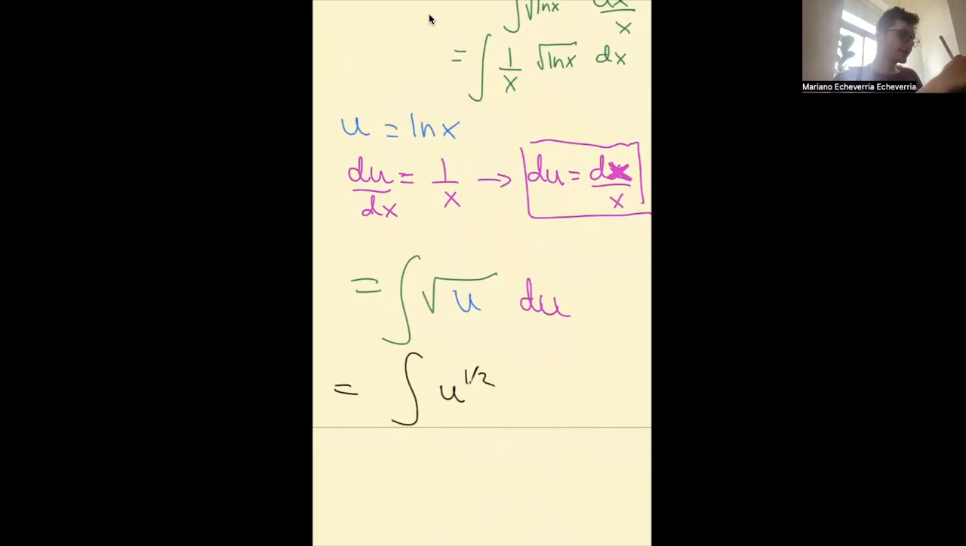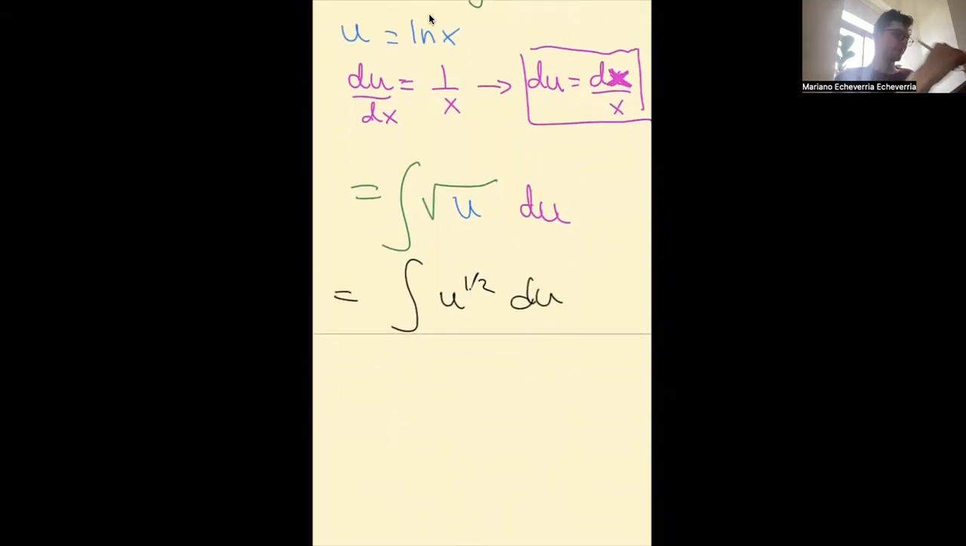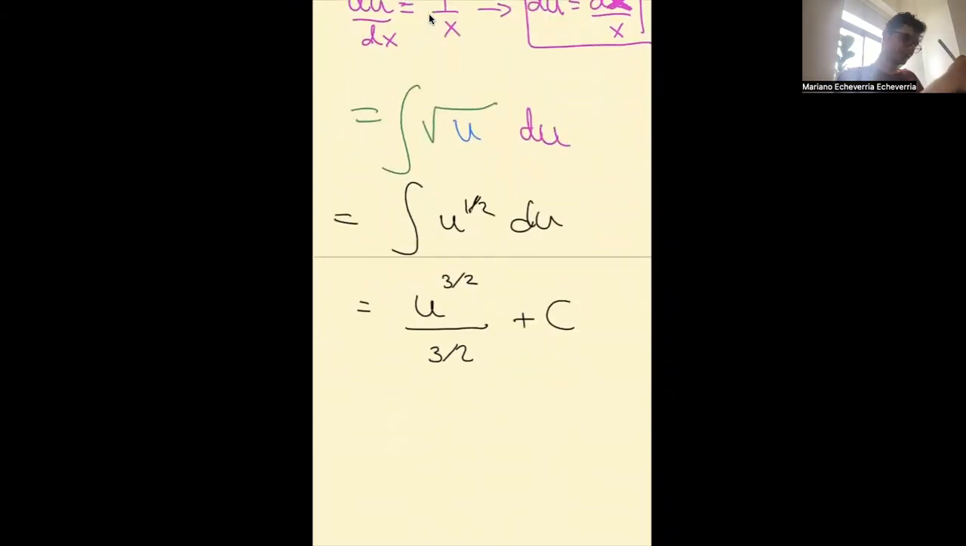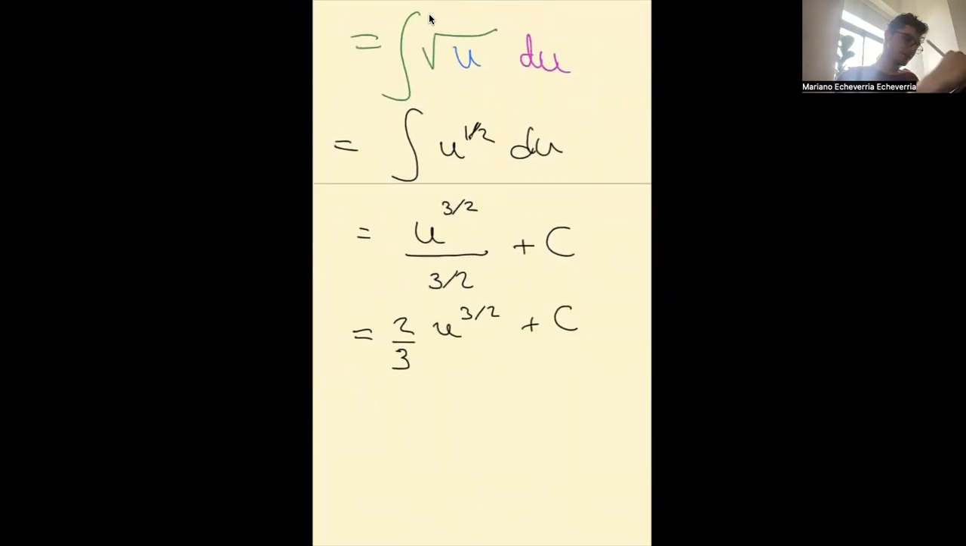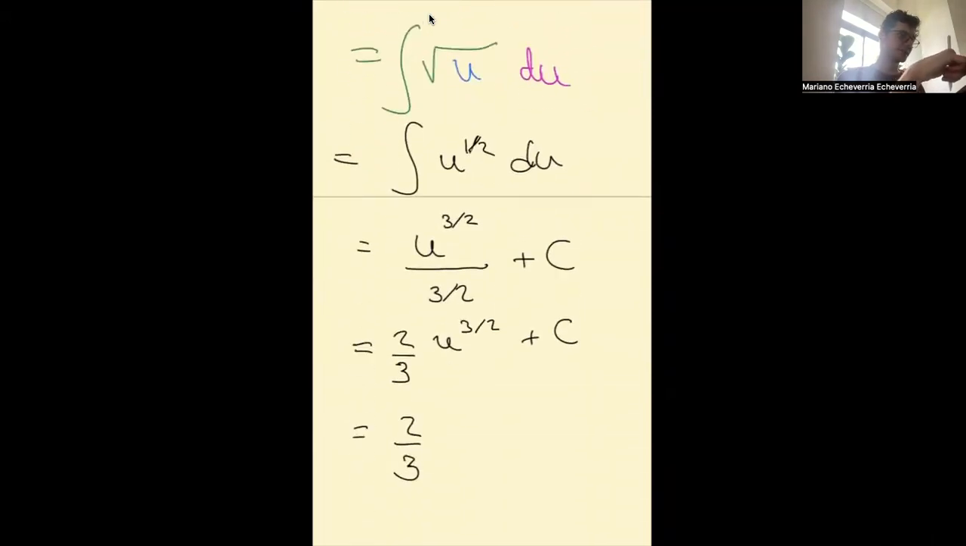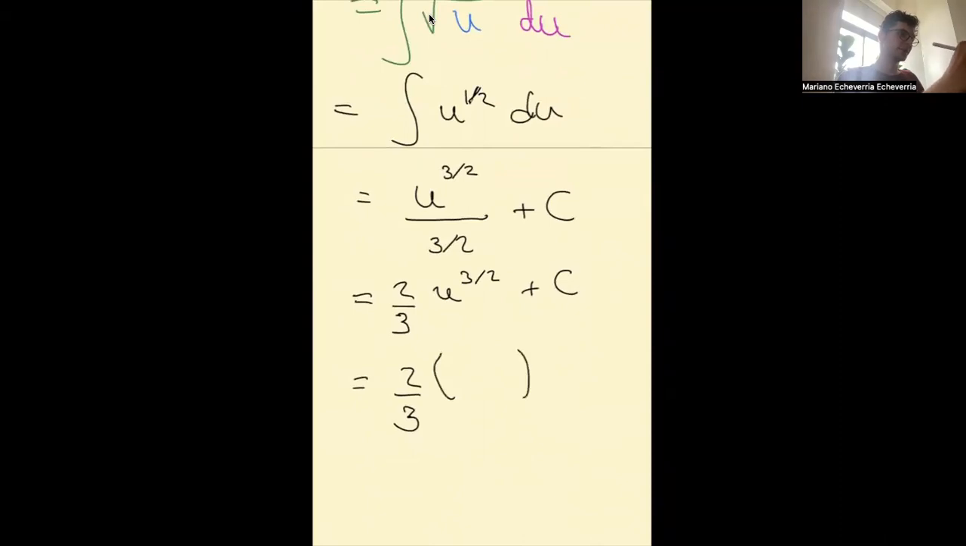And then after doing that, the problem is a lot more straightforward because it is u to the 1/2. And so this is, again, if you use the formula, add 1 to the exponent and divide by that number plus a constant. So this is 2/3 of u to the 3/2 plus a constant. So that's 2/3. What is u? U was ln of x, so it would be ln of x to the 3/2.